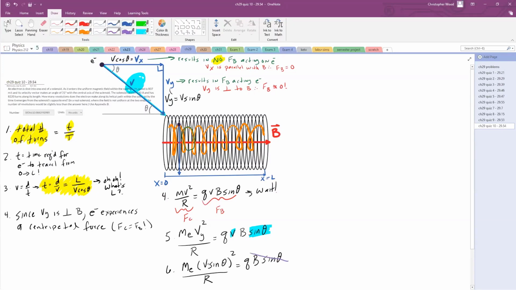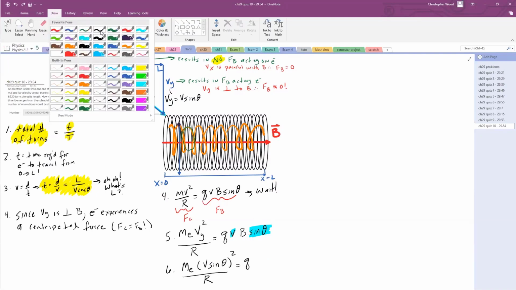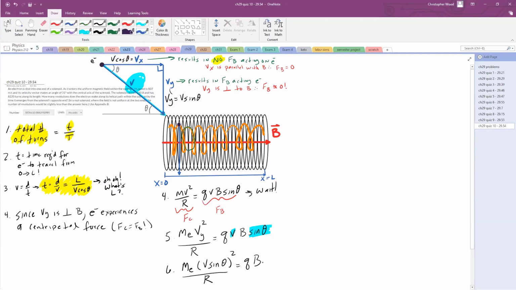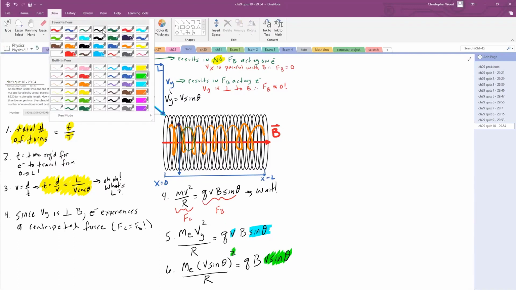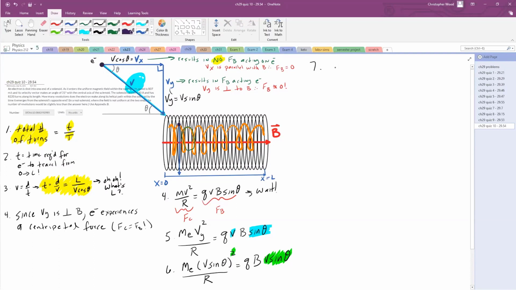This B sine theta cancels with one of, I'm sorry, I need backspace, I forgot. This should be QB V sine theta. So let me try that again. This V sine theta here cancels with one of these. So I'm left with something simpler. Number 7 says mass of an electron times V sine theta all over R equals QB. Still not seeing the dollar sign, but things are getting simpler.